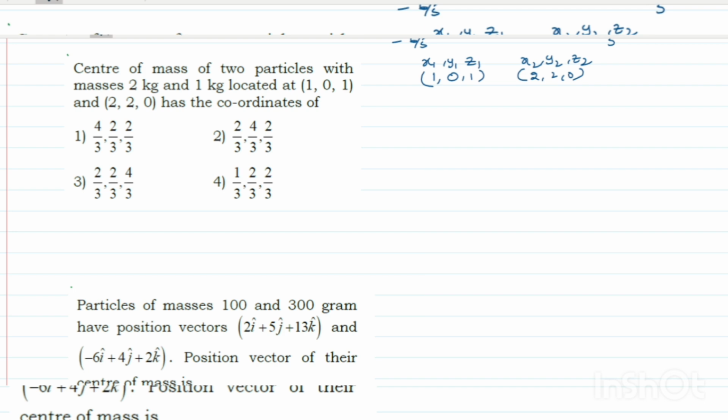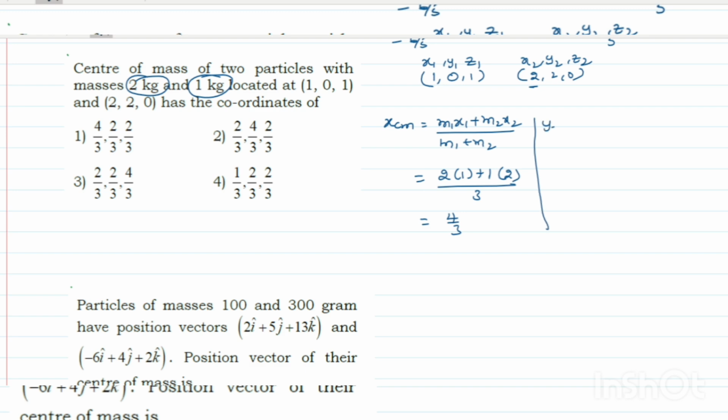For a two particle system, the x coordinate of the center of mass, xcm, will be equal to m1 x1 plus m2 x2 by m1 plus m2. Here m1 is 2 kg and m2 is 1 kg, so 2 into 1 plus 1 into 2, by 2 plus 1, which is 3. Together we get 4 by 3. So this is the xcm value.